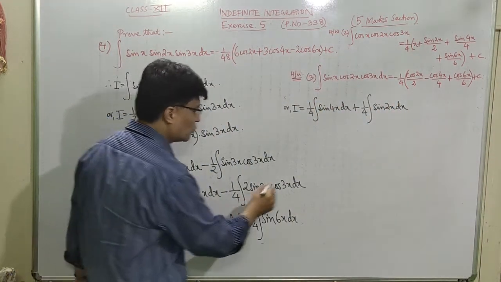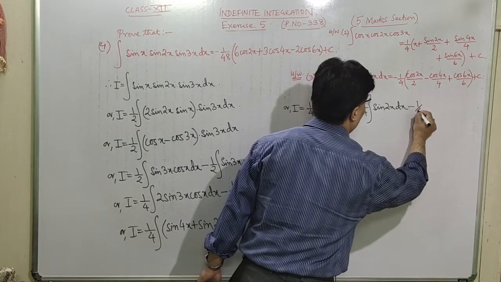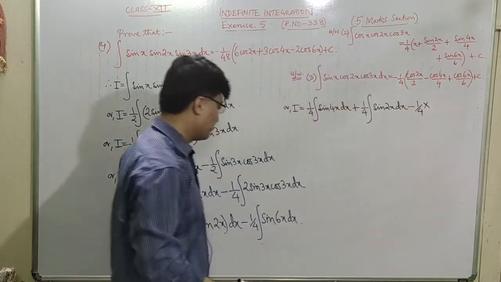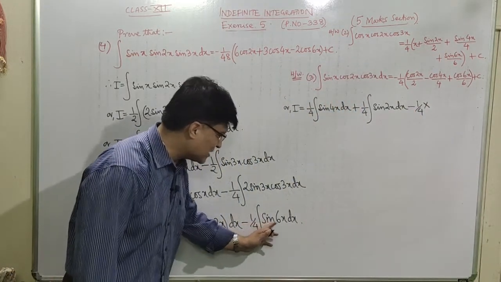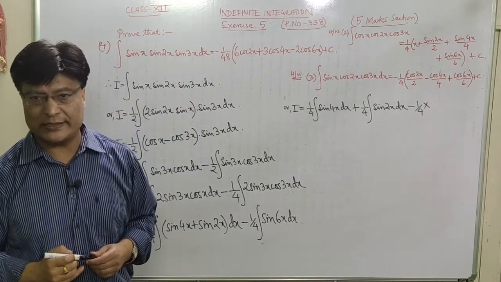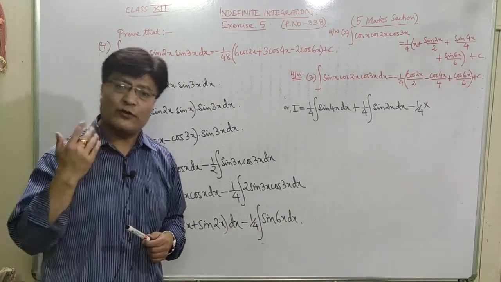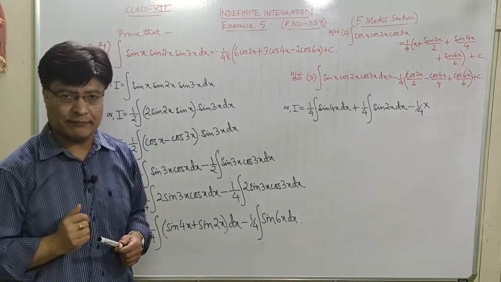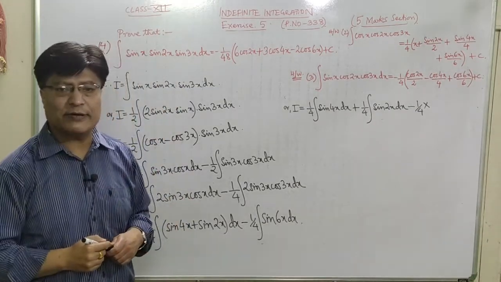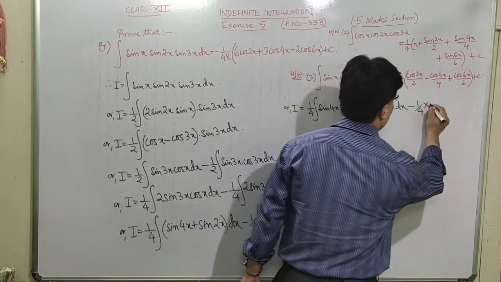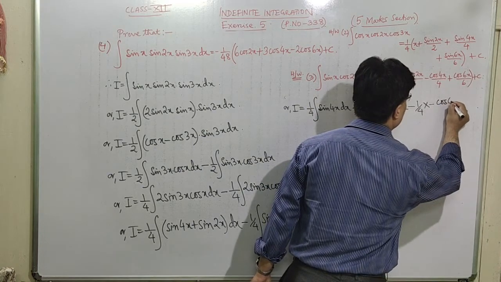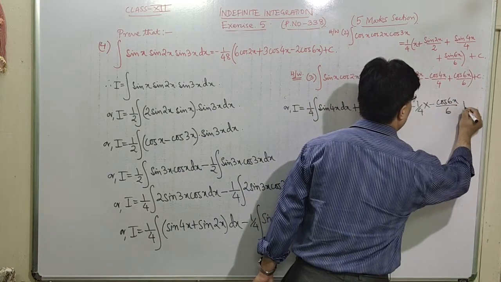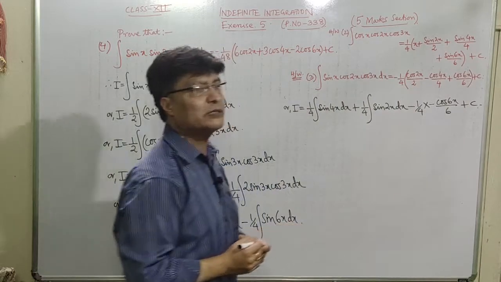Clear? Next, minus 1/4. Minus 1/4 into, now you can integrate this sin 6x with respect to x. Now differentiation of which function is sin 6x? Or what is the formula for integration of sin 6x? That is minus cos 6x divided by 6. Then you can write here plus c.